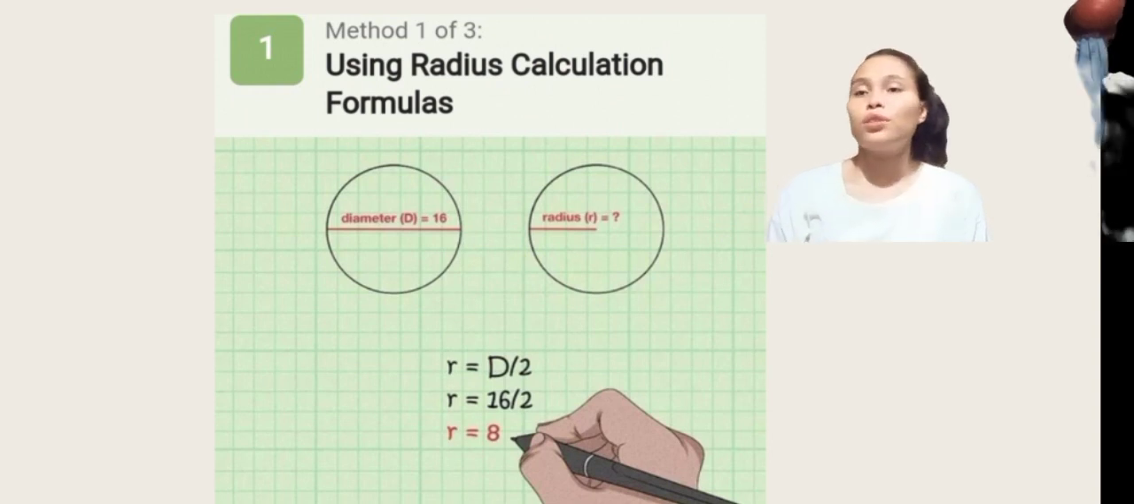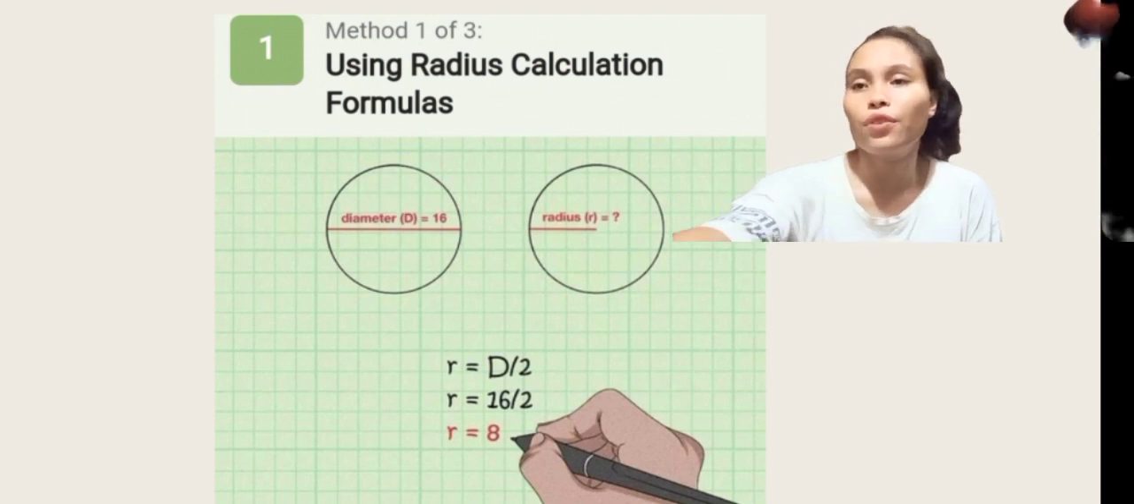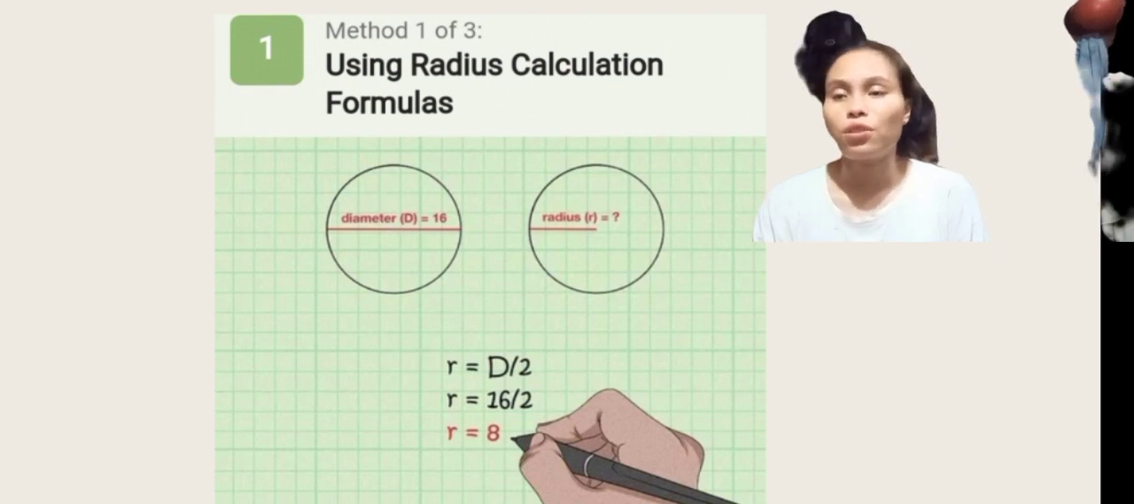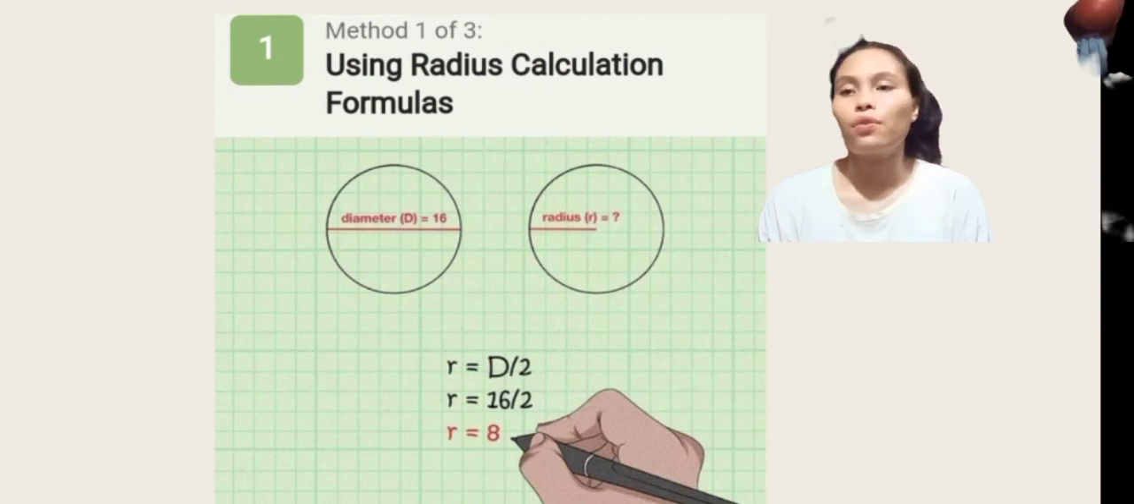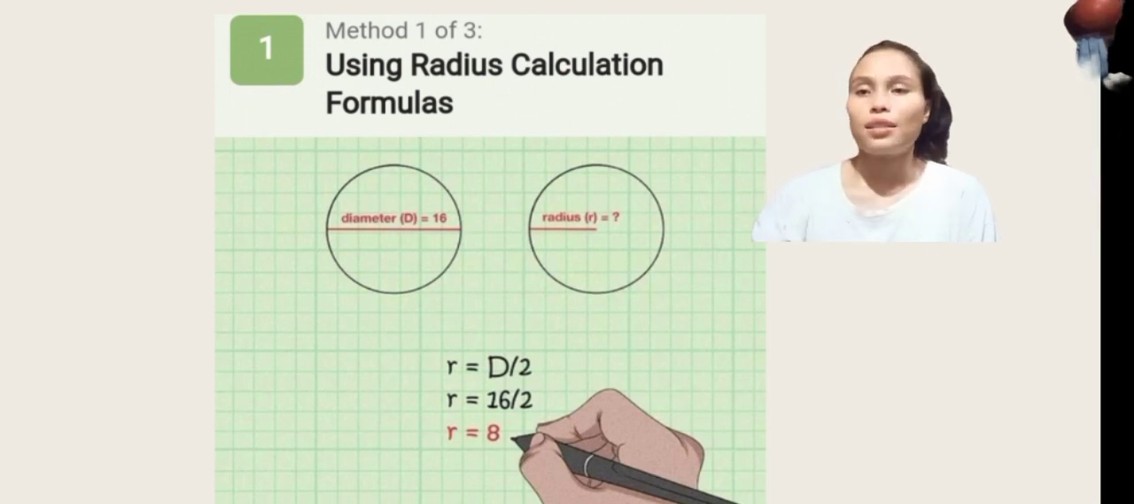Now the formula using radius calculation. We already have the value of the diameter, and since we have it, we need to find out the value of the radius. Here is how to solve it. R equals d over 2. Since our value of d is 16, we substitute it in letter d. So 16 over 2. 16 divided by 2 is equal to 8.